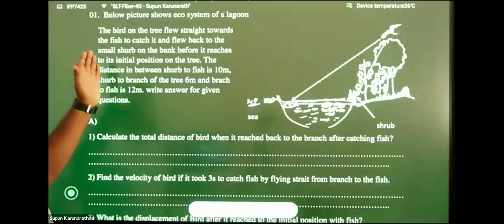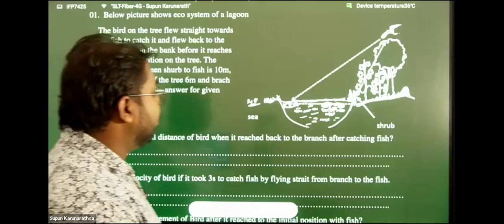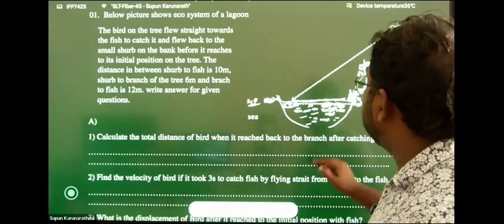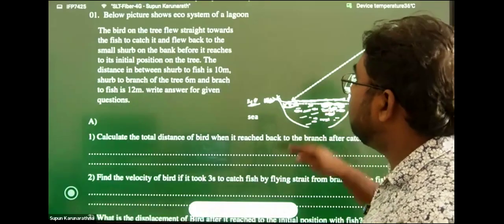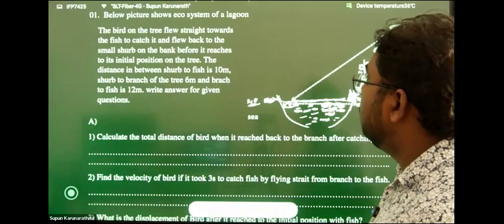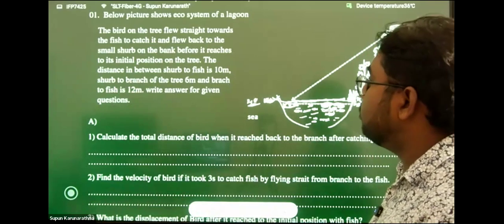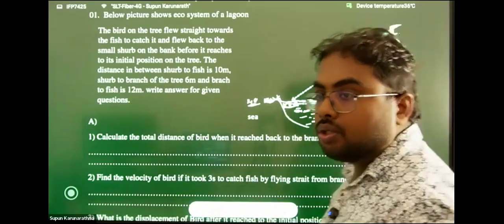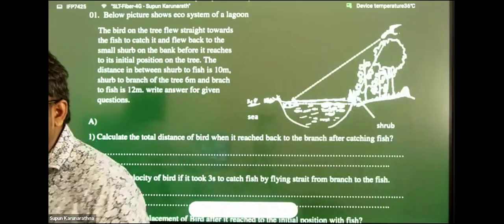First one: the bird on the tree flew straight towards the fish to catch it and flew back to the small shrub on the bank before it reached its initial position on the tree. The distance between the shrub and the fish is 10 meter, the shrub to the branch of the tree is 6 meter, and the branch to the fish is 12 meter. Write the answer for the given question. So you can see that it provided some values, right?